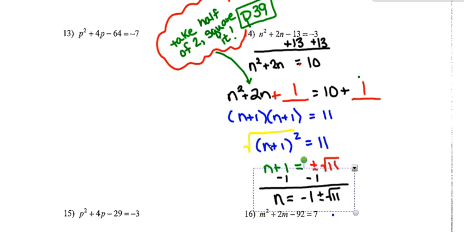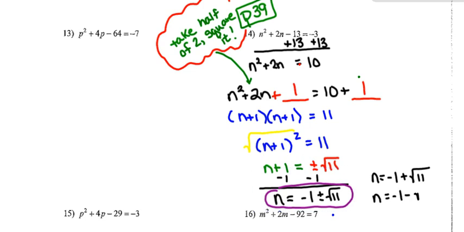If I like it, I can leave that answer exactly as it is. But I'm going to remind you that you might see this answer written as n equals negative 1 plus the square root of 11, or n equals negative 1 subtract the square root of 11. That's another way of saying or using that plus or minus. These two answers are two different ways of expressing the exact same answer. Beautiful.